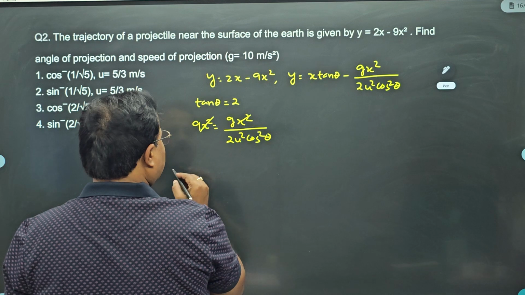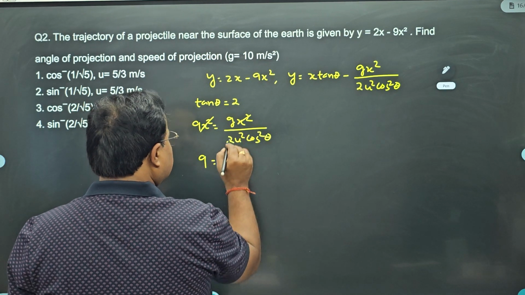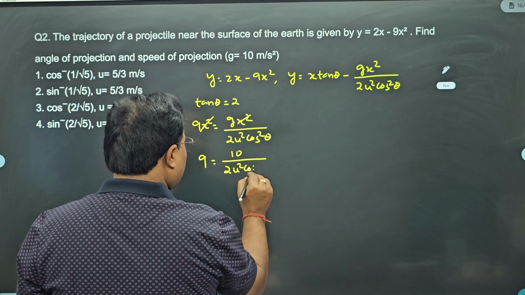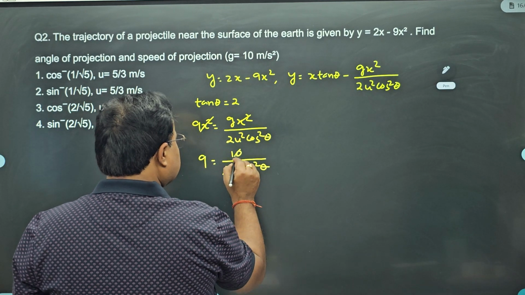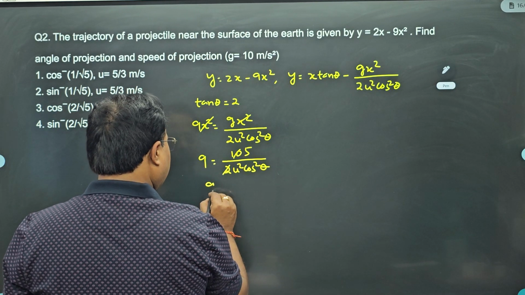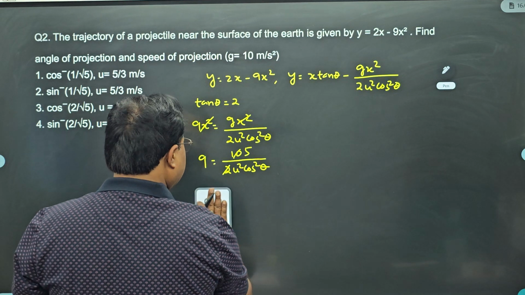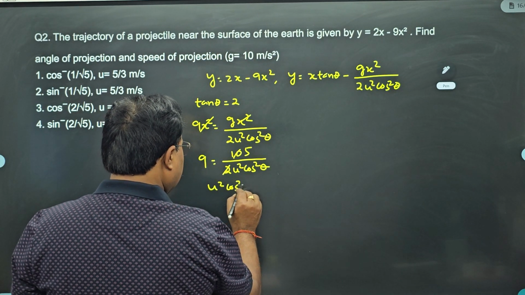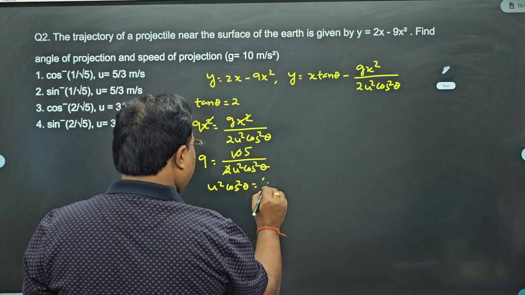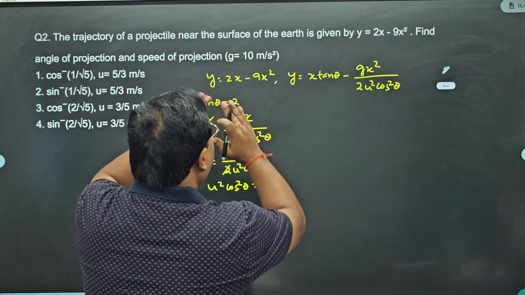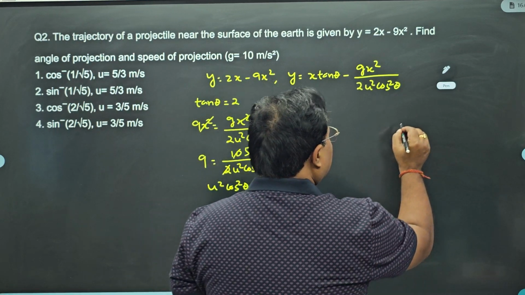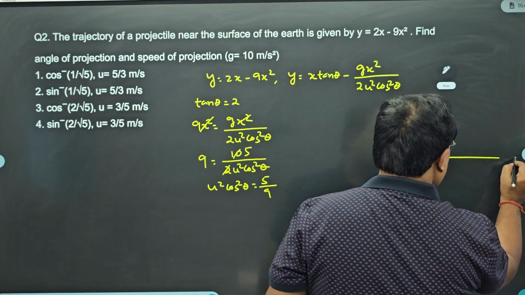Okay, x square is cancelled. 9 is equal to g, which is 10, by 2u square cos square theta. This is 5. So we can write here u square cos square theta is equal to 5 by 9. By comparing these two equations, we have got this one. This is the projectile motion.